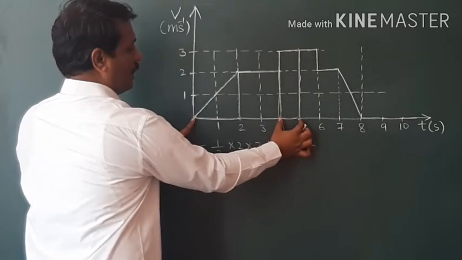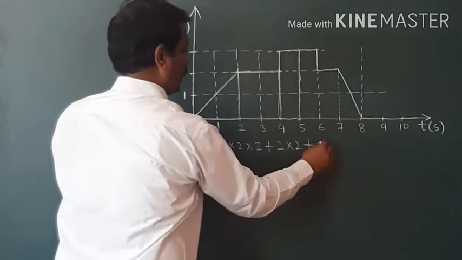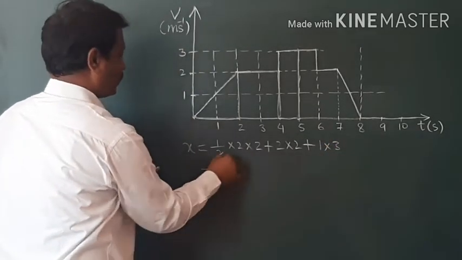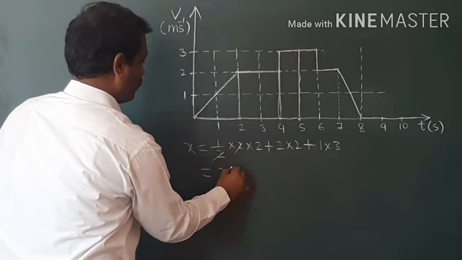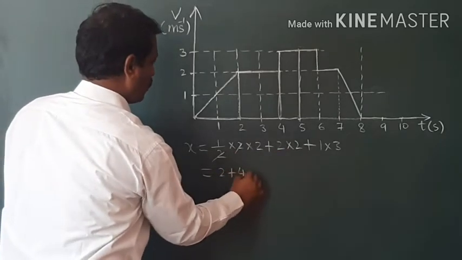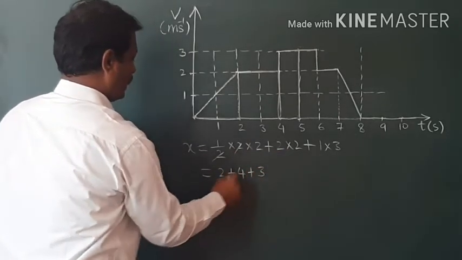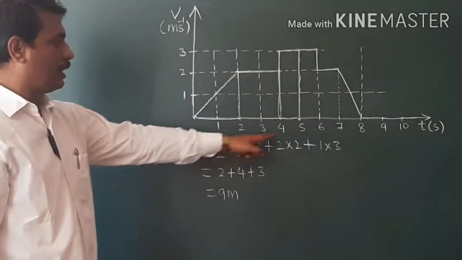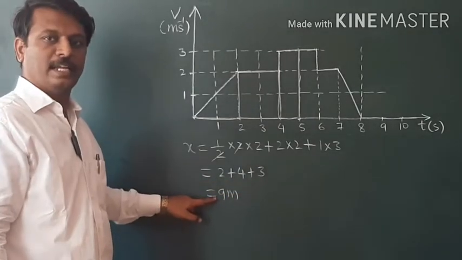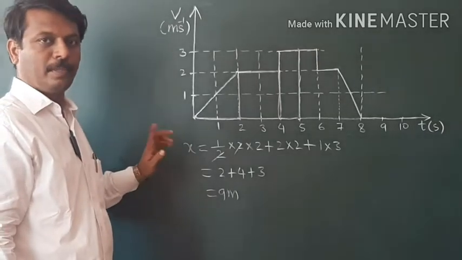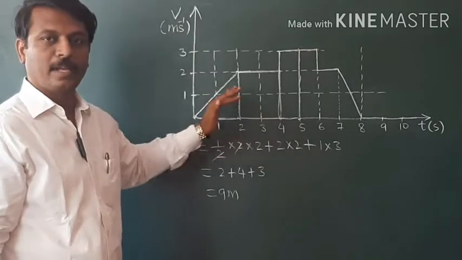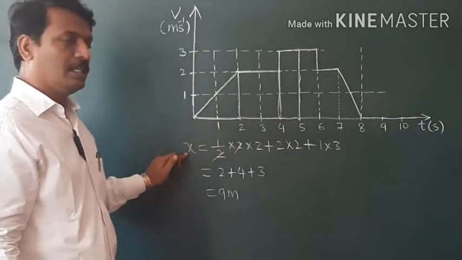So this is 1 into 3. So the 2 gets cancelled. So 2 plus 4 plus 3, that is 9 meter. So the position of the particle at t equal to 5 seconds is 9 meter. Remember this: the area under the velocity-time graph gives the distance.